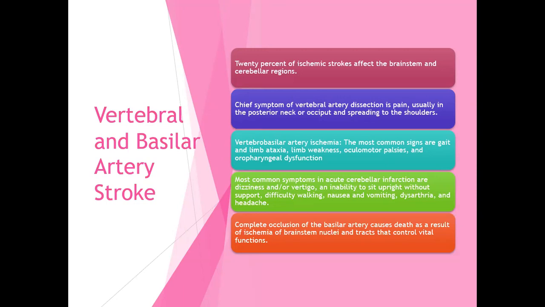If you have vertebrobasilar artery ischemia, the most common signs are gait and limb ataxia, limb weakness, oculomotor palsies, and oropharyngeal dysfunction, so difficulty swallowing. The most common symptoms in acute cerebellar infarctions are dizziness or vertigo, inability to sit upright without support, difficulty walking, nausea and vomiting, dysarthria, and headache.